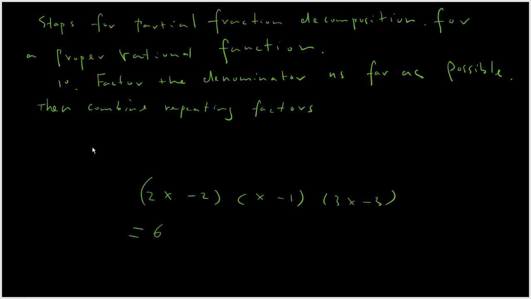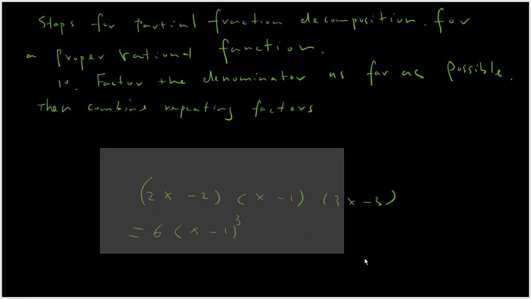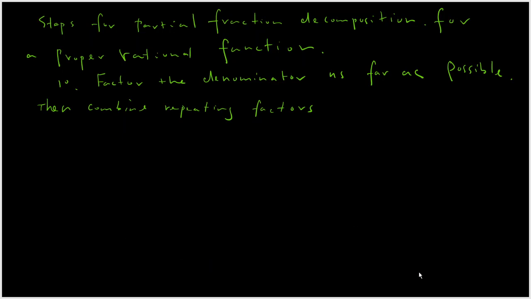If you see 3 factors like this, I want you to combine the repeating factors and write everything as 6 times x minus 1, the whole thing cubed. Because essentially, these 3 are 3 repeating factors. So do you see what I mean? When you see 3 things like this, you need to write the whole thing as 6 times x minus 1 cubed. I made some comments. That's what I meant by combine repeating factors. I made some comments already. Okay.